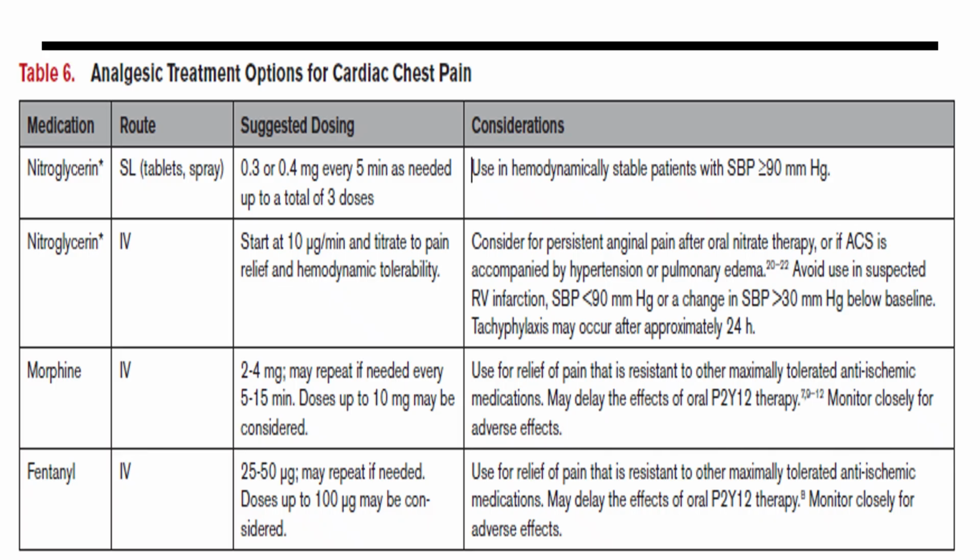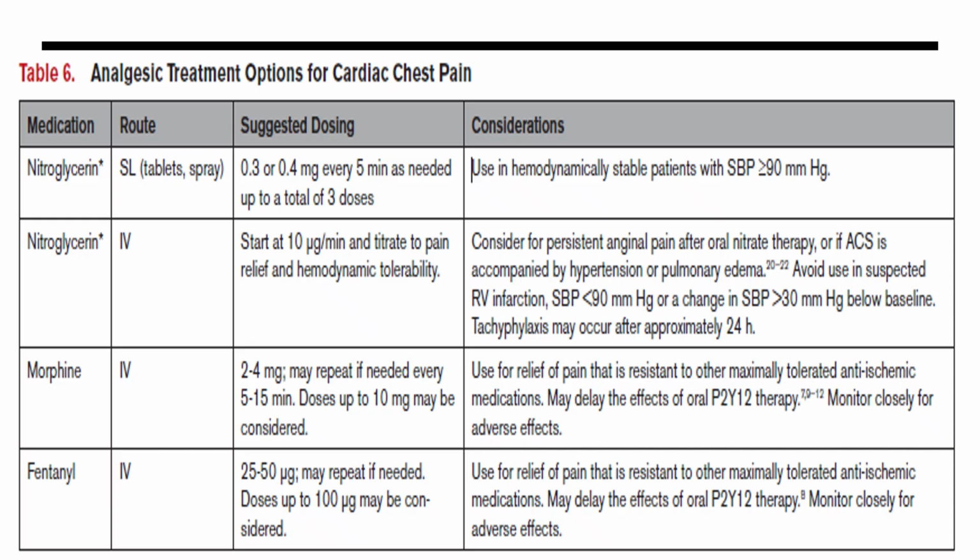Analgesic treatment options for cardiac chest pain. We can use sublingual nitroglycerin 0.3 to 0.4 milligrams every 5 minutes as needed, up to a total of 3 doses. However, what we need to take note of is that the patient must be hemodynamically stable with a systolic blood pressure of more than 90 millimeters mercury. We can use IV nitroglycerin as well, starting at 10 micrograms per minute and titrating to pain relief and hemodynamic tolerability.